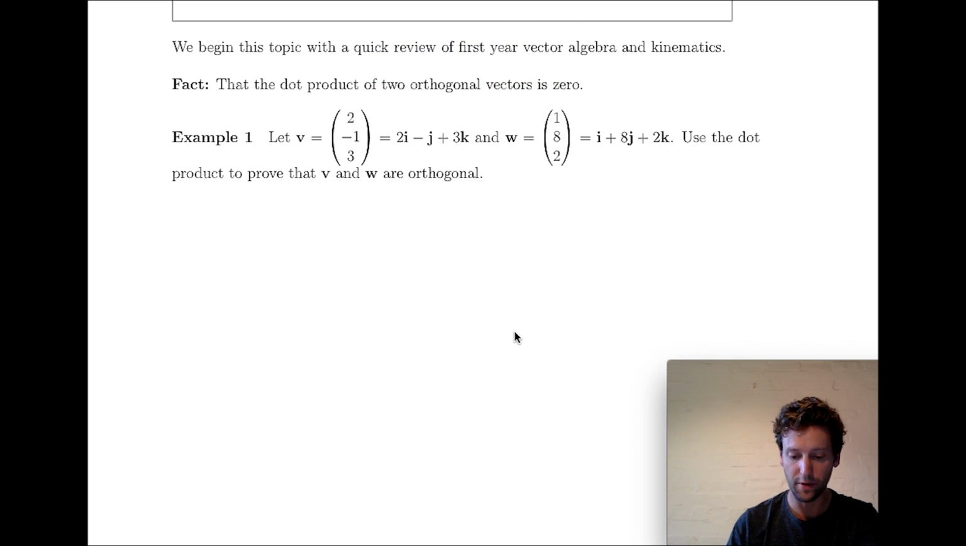So we've got two vectors here, v and w. I've expressed them here both in column notation or in i, j, k notation. Of course, those two things are completely equivalent. So we're going to prove that v and w are orthogonal by taking their dot product and showing that it's 0.